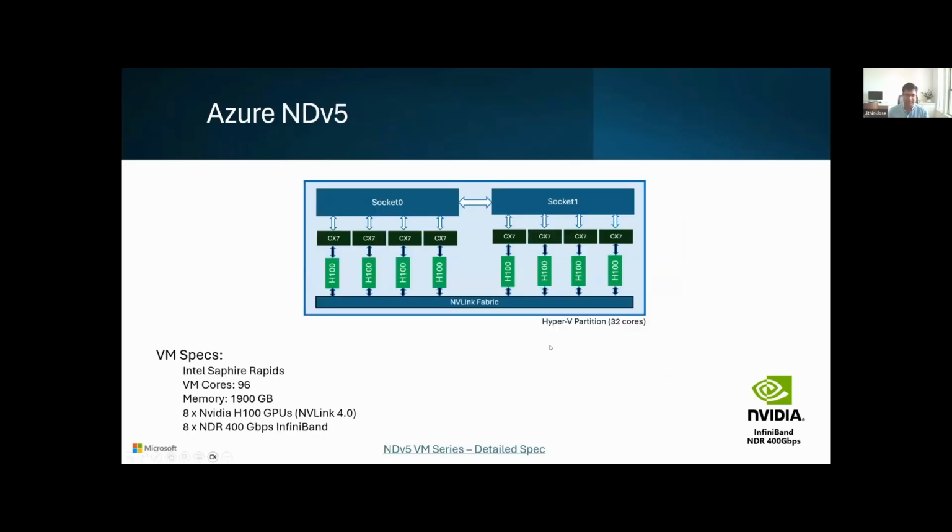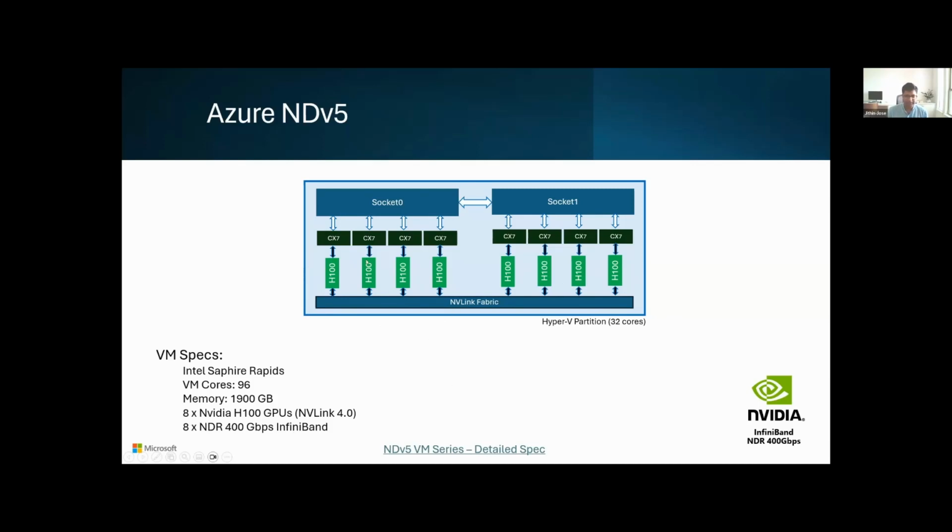Quickly moving to the N series, which I was referring to earlier. These are the training or inference VM workloads. This is powered by Intel Sapphire Rapids, where we have 8 H100 GPUs and 8 CX7s. The CX7s are acting in switch mode here. The H100s are connected over the NVLink fabric. So overall, you have 8 H100 GPUs and 8 400 gigabits per second CX7s.